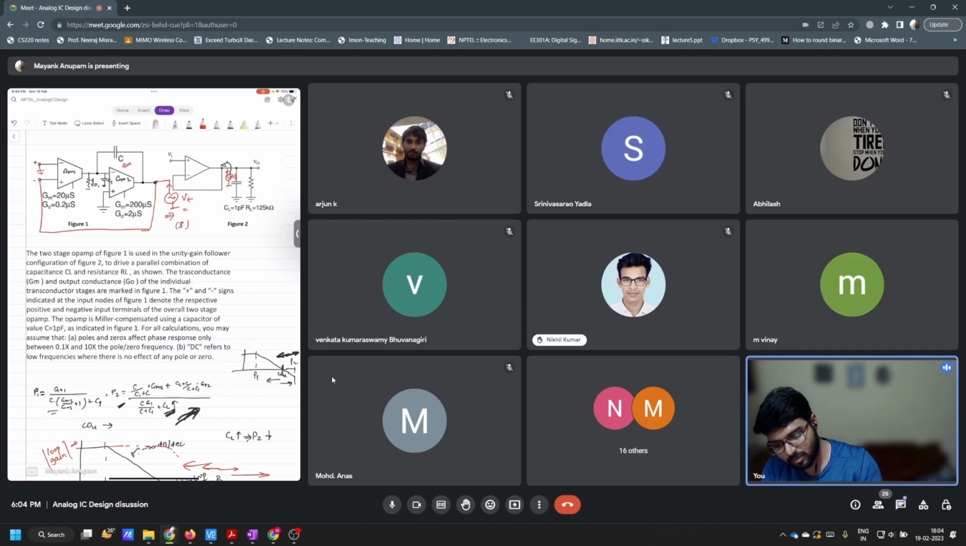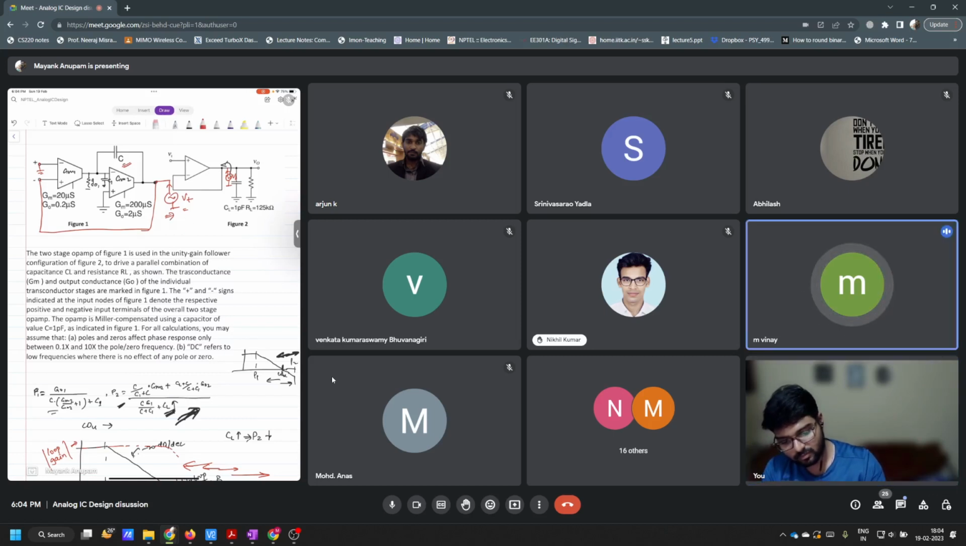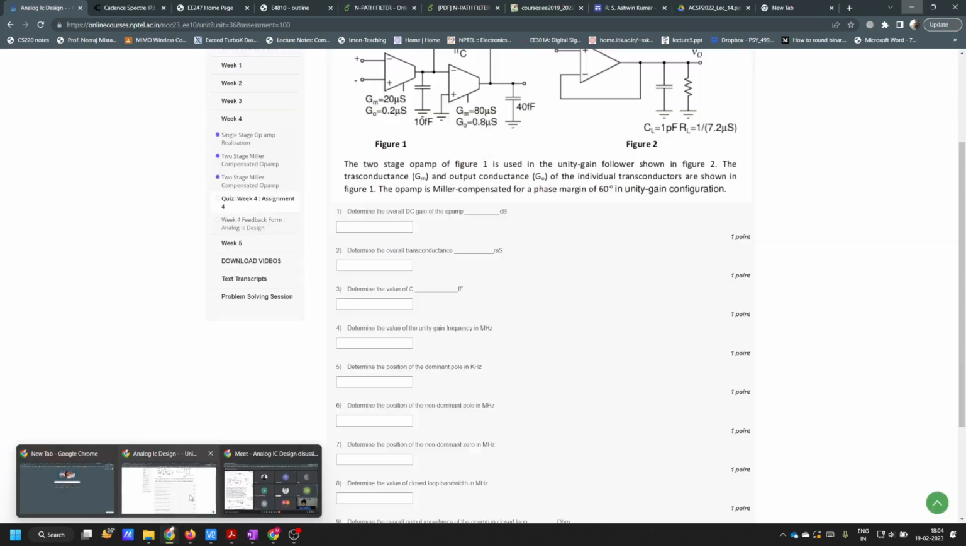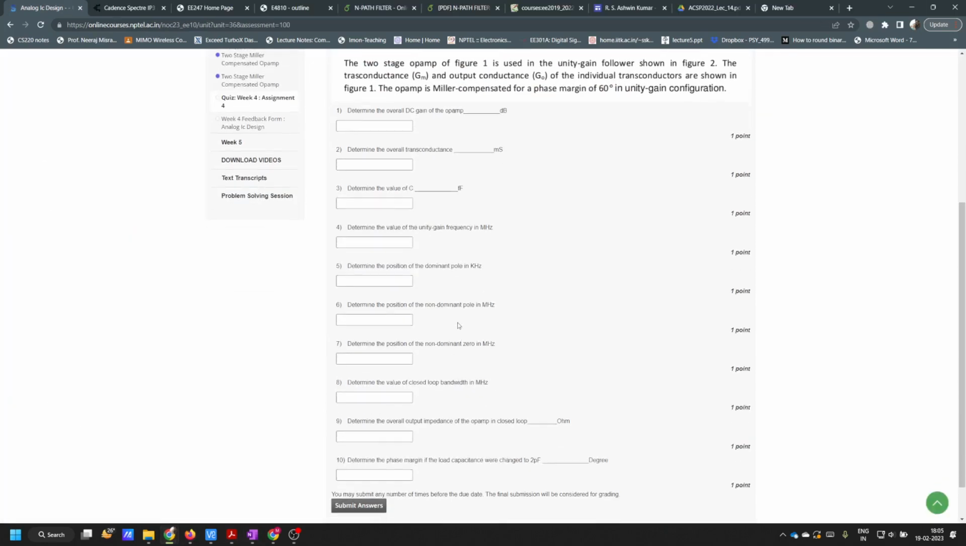S is the Laplace domain, right? Yes, sir. Write everything in terms of S, like SC. Sir, how to simplify that S to get numbers? So what was the question, by the way? ROUT, sir. How to calculate the ROUT? Let's see.